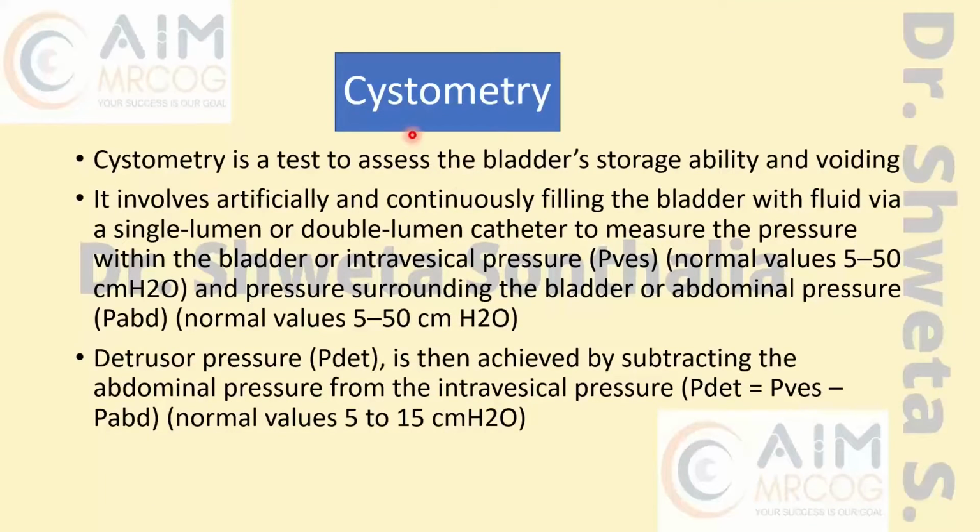Now, cystometry. In cystometry, we are testing the bladder. In uroflowmetry, we have not done any invasive thing. We have just told the woman to sit on the commode, which has a uroflowmeter, and she has passed the urine relaxedly, and we have measured.